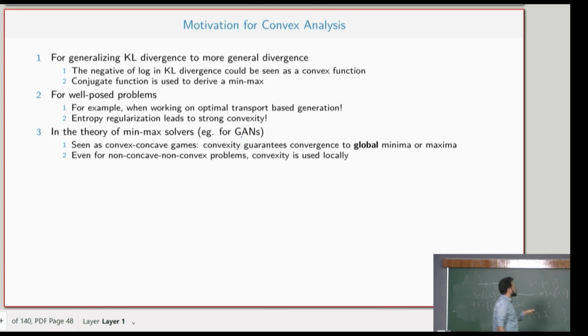Conjugate functions also are convex functions. We will see what the conjugate of a function is. Given a function, I can compute a conjugate, and that's always convex. This idea will lead us to deriving the min-max formulation for GANs. In general, convexity is also useful when we use optimal transport based ideas for generation. That's when we focus on the earth mover distance, which is another divergence between two probability distributions.